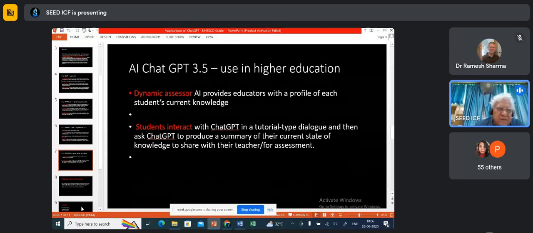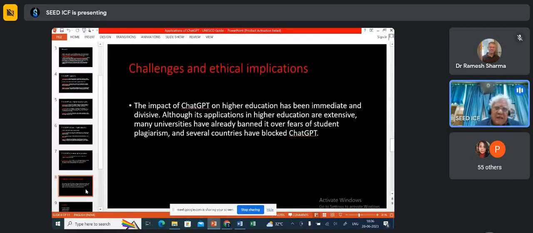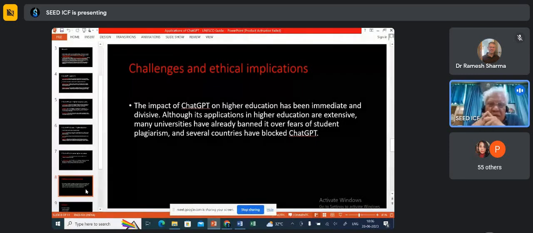So that is how student interaction can take place. The challenge is what AI faces. Kapil Maudia has also asked about challenges, etc. UNESCO also considered the challenges, which are very important, and the ethical implications of this.